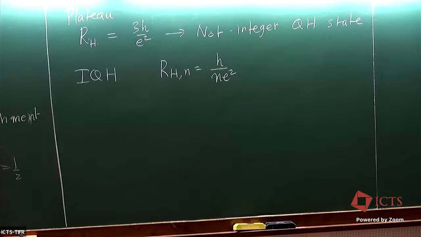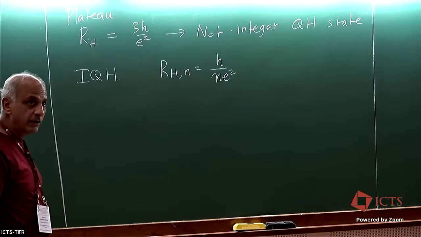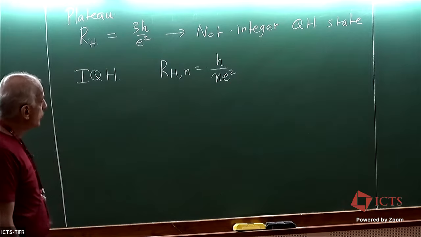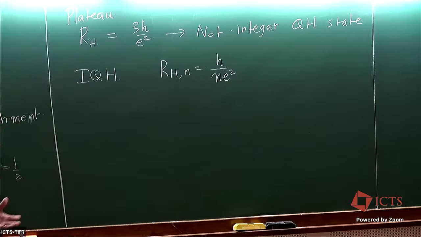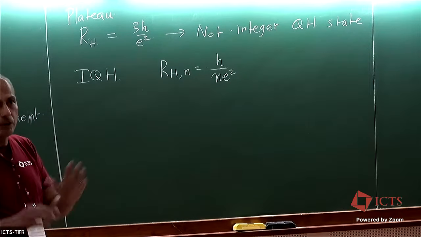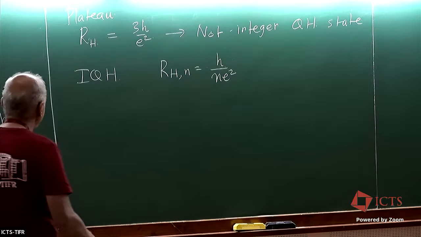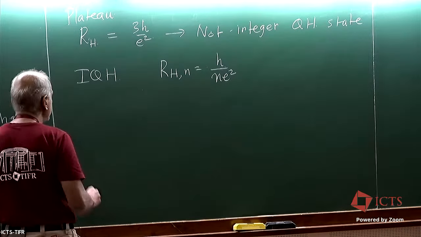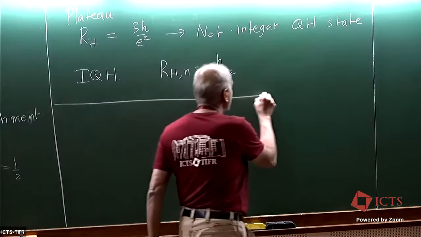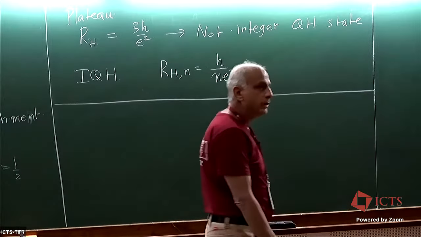Now, this 3h/e² is definitely not an integer. So what is it? There were many ideas. Most of them were wrong. Laughlin got the first right idea. So in order to describe the Laughlin wave function, I want to first talk about something known as symmetric gauge.